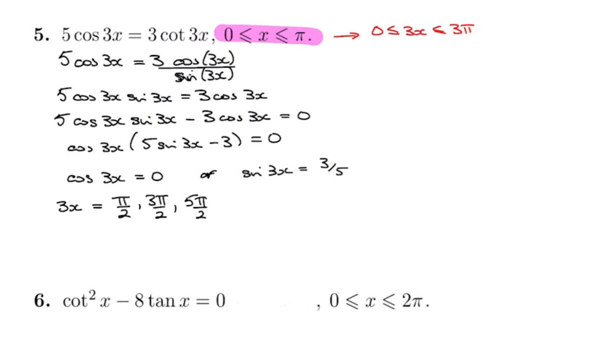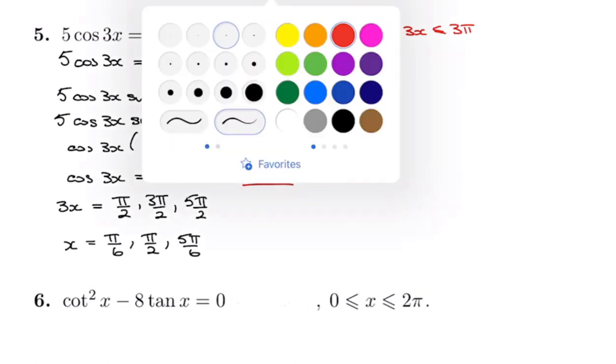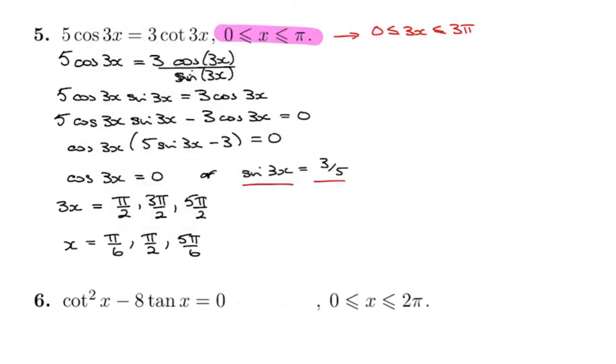Okay, and therefore x must be pi over 6, pi over 2, and 5 pi over 6, which of course are all between 0 and pi, which was the values we wanted. Now, this one, sine of 3x equals 3/5. We're going to solve that.